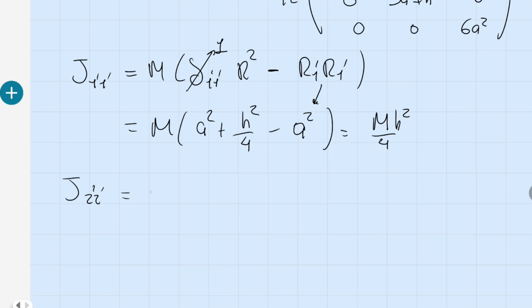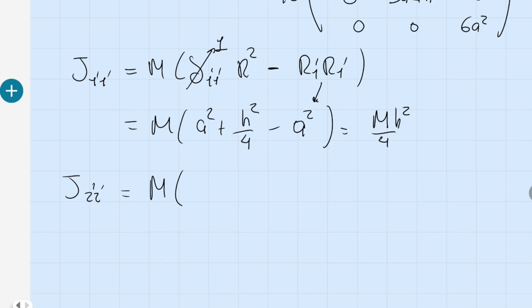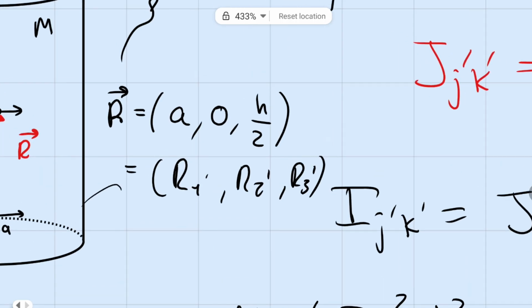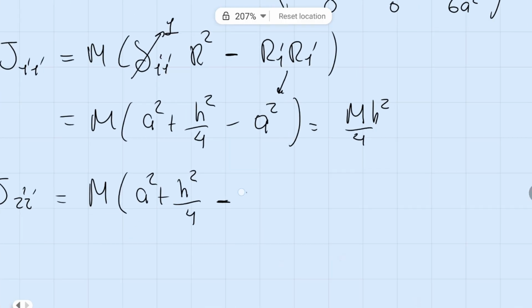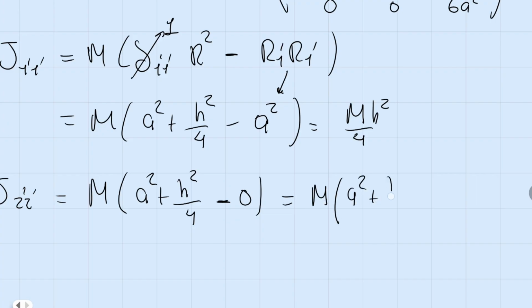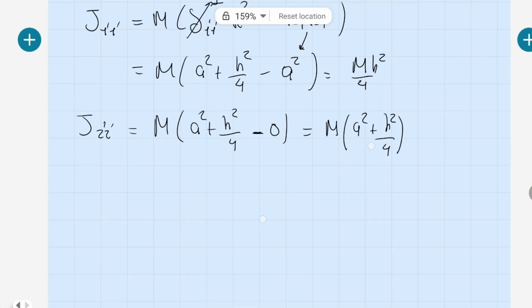Well, we are going to have the mass, Kronecker delta 22, but that is 1, then r squared, which is a squared plus h squared divided by 4, minus the second component of the vector r, which is 0 squared, it is 0. So we have 0 here, and this is going to be m times a squared plus h squared divided by 4. Okay, perfect. So what happens with the J33 component?